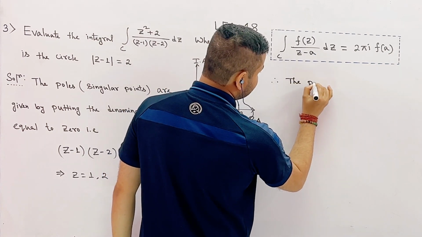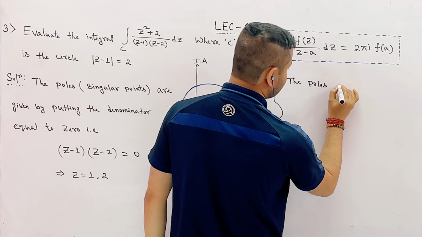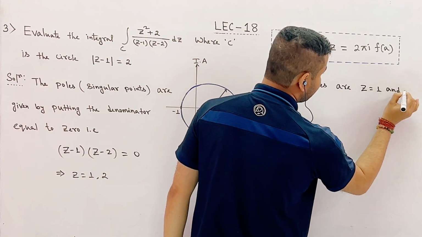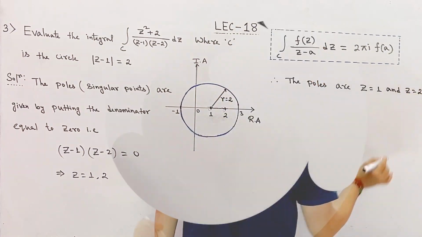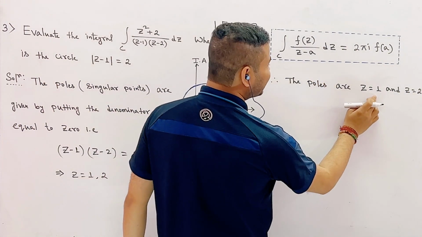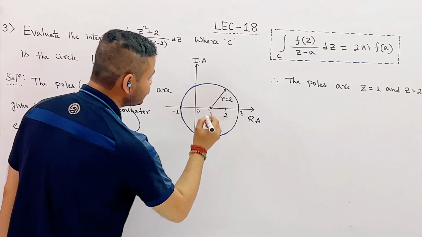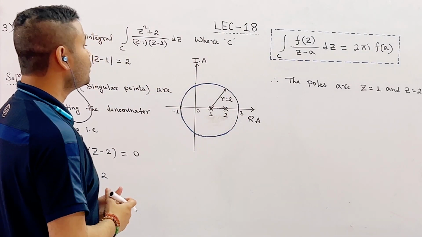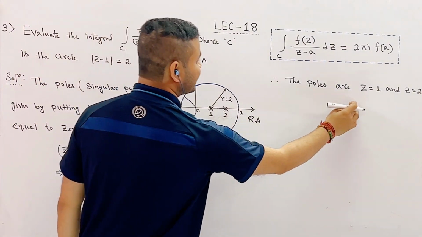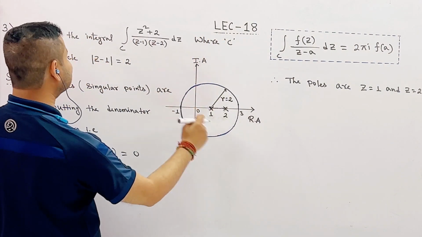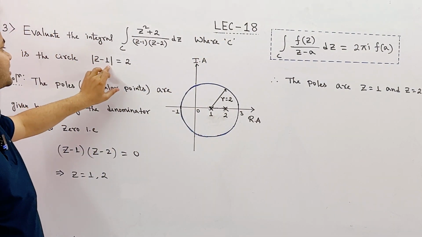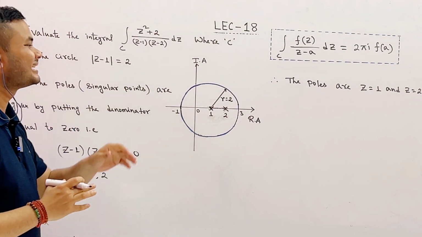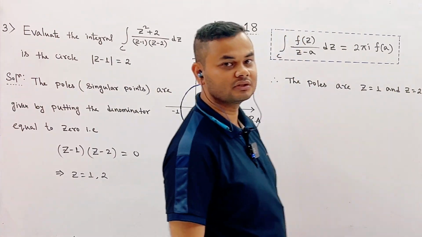So the poles are z equal to 1 and z equal to 2. The poles z equal to 1 and z equal to 2 are located at this position and at this position. Here we have seen that both the poles z equal to 1 and z equal to 2 lie inside the given circle modulus of z minus 1 equal to 2. So we will apply Cauchy's integral formula for z equal to 1 and for z equal to 2 separately.